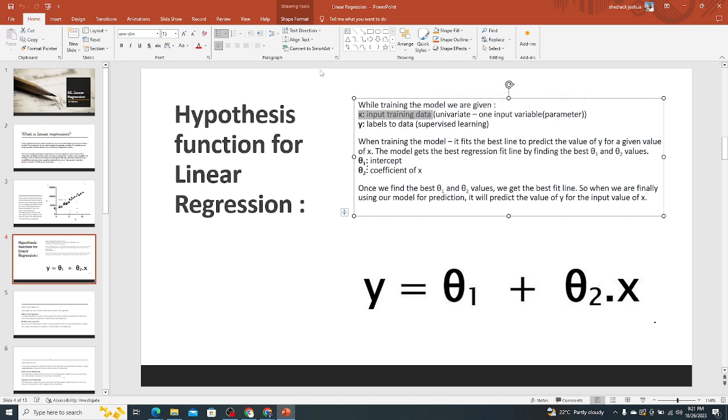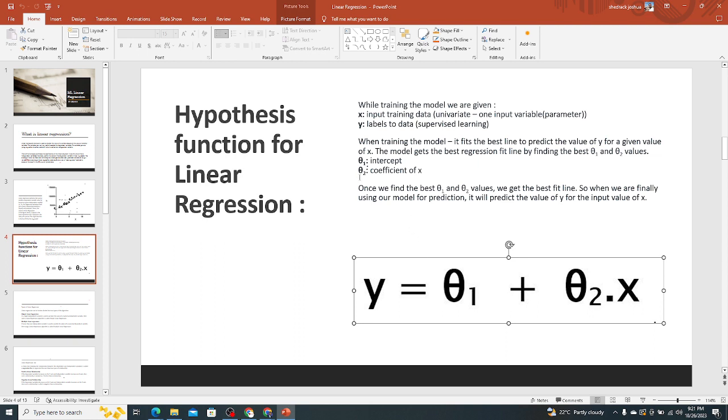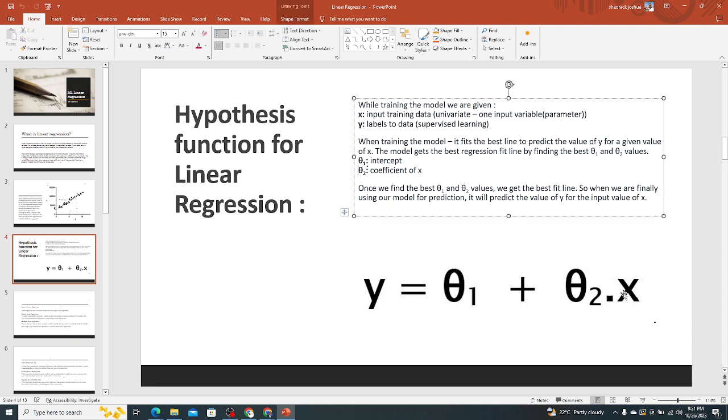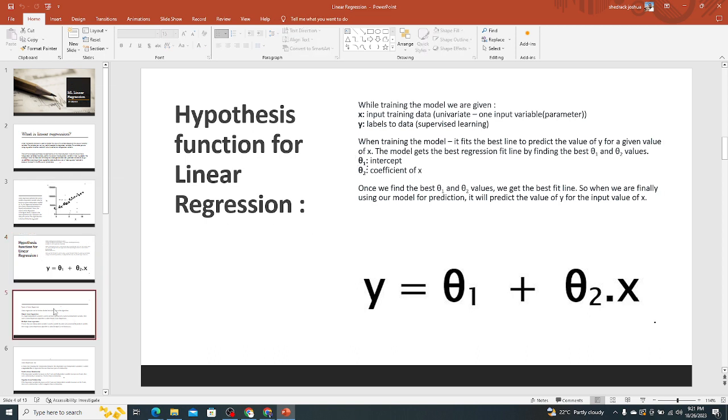Then, when training the model, it fits the baseline to predict the value of y for a given value of x. The model gets the best regression fit line by finding the values of the coefficients. Here we have theta 1 as our y-intercept, then theta 2 as the coefficient of x, or a constant to variable x. So that's the introductory part.